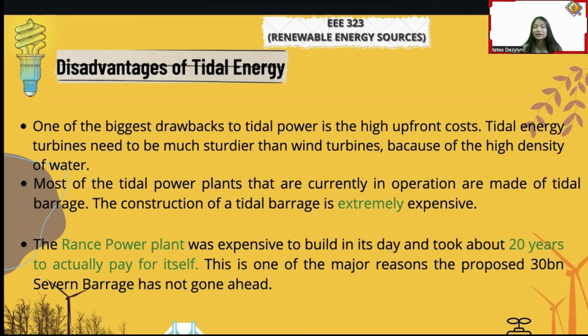One of the biggest drawbacks to tidal power is the high upfront cost. Tidal energy turbines need to be much sturdier than wind turbines because of the high density of water. Most of the tidal power plants that are currently in operation are made of tidal barrage. The construction of a tidal barrage is extremely expensive. The Rance power plant was expensive to build in its day and took about 20 years to actually pay for itself. This is one of the major reasons the proposed 30 BN Severn barrage has not gone ahead.